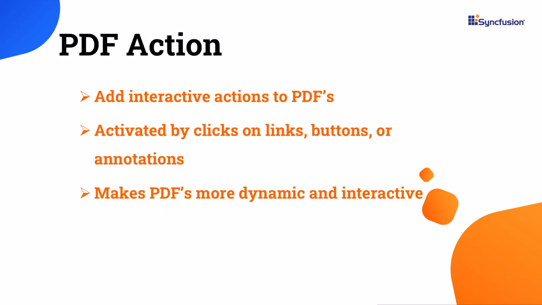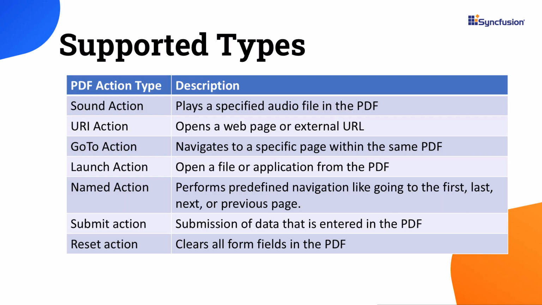A PDF action is a feature in a PDF document that allows you to trigger specific behaviors or interactions when a user performs an action, like clicking a link, button, or annotation. These actions make PDFs more dynamic and interactive. The PDF action types supported by the Syncfusion PDF library are listed here. Let's see how to implement some of them.